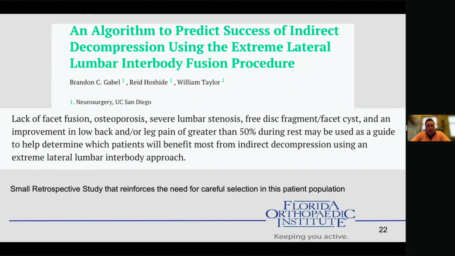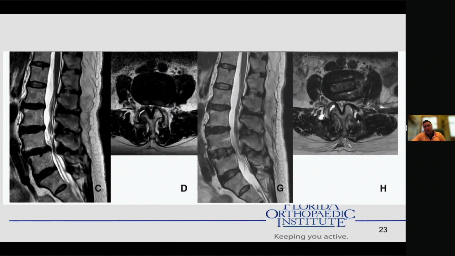And Dr. Taylor put out a good paper on this, indicating the correct patients you should select and the incorrect patients for indirect decompression. And I'd argue that the prone lateral allows us to include all of these patients because we can treat all of them individually with the appropriate care that they need. And here's some MRI showing that indirect decompression does work in the right selected patient, right?